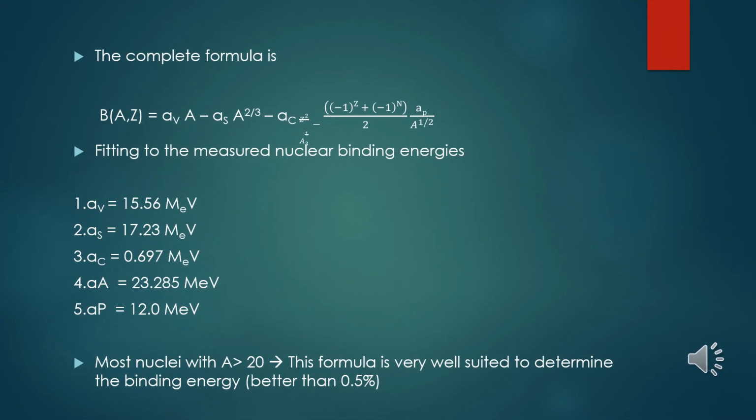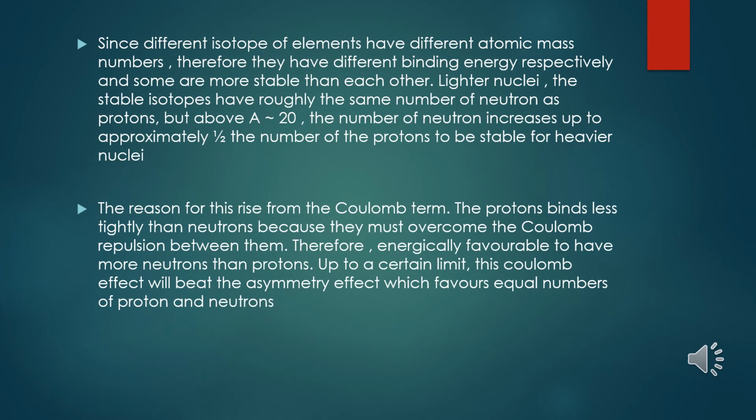For most nuclei with A of 20 or more, this formula, which is the complete formula above, is very well suited to determine the binding energy, with an accuracy better than 0.5%. Since there are different isotopes of each element, they have different atomic mass numbers. Therefore, each isotope has a different binding energy, and some isotopes are more stable than others.